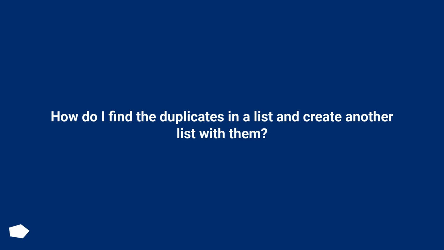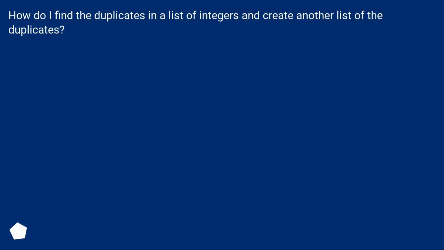How do I find the duplicates in a list and create another list with them? How do I find the duplicates in a list of integers and create another list of the duplicates?